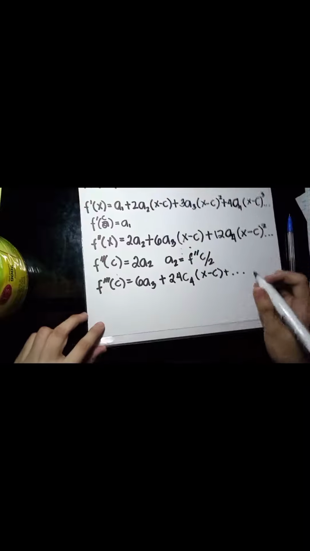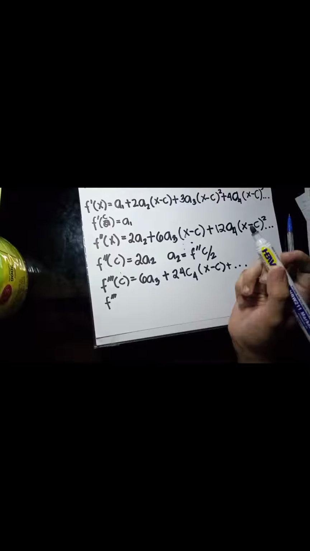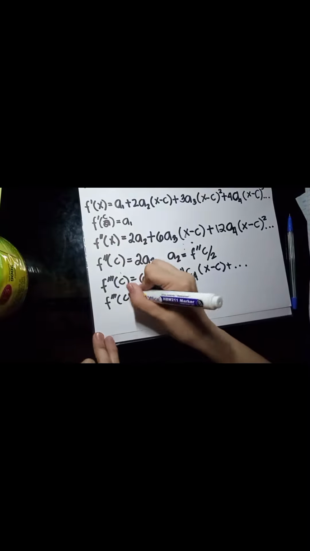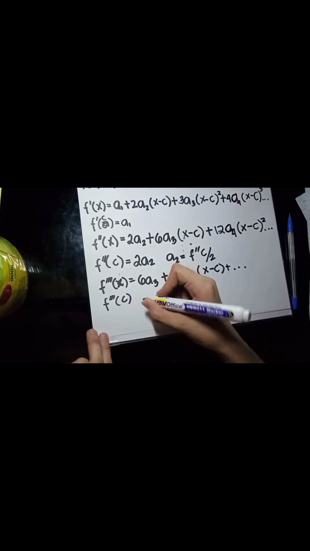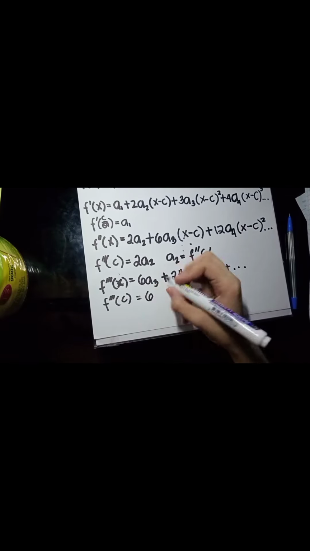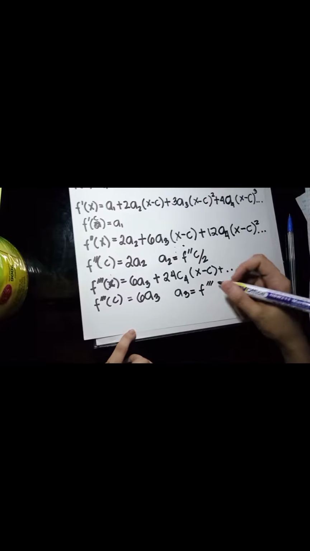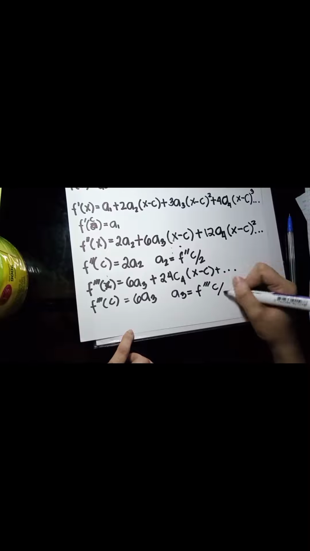So this will be equal to f prime of c. Also, this will be f triple prime, so this will equal to 6 A3. Or A3 is equal to f triple prime of c over 6.